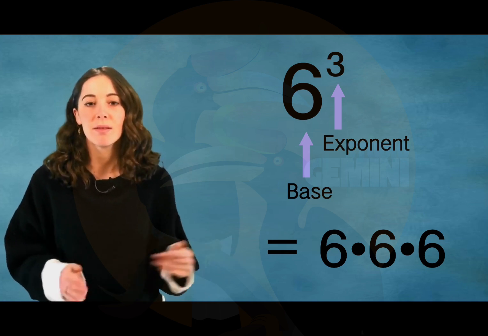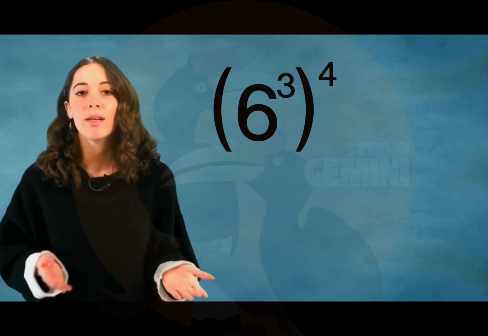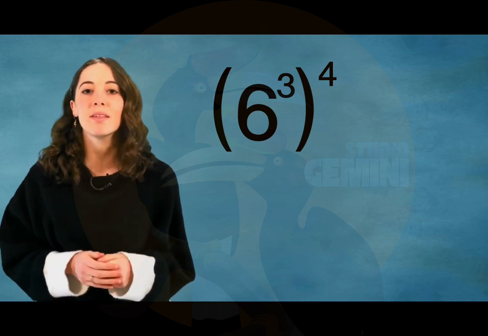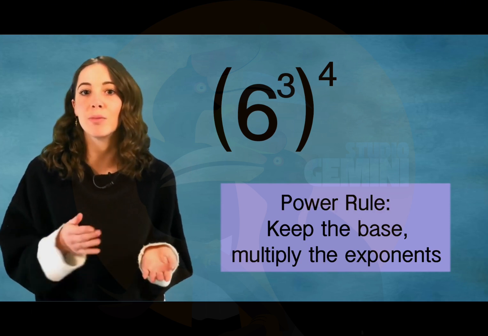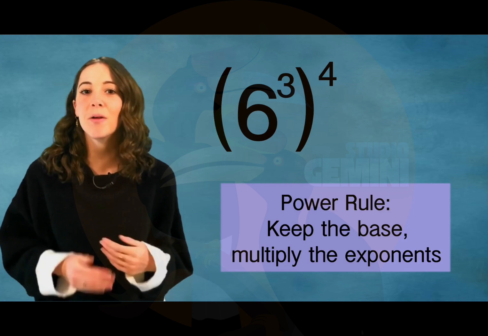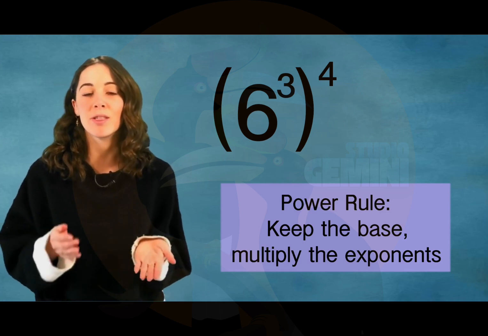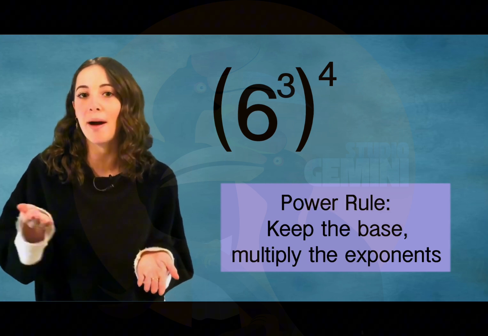times 6. Sometimes you will be given a number raised to a power inside parentheses that is then raised to another power. For example, 6 to the third in parentheses raised to the fourth power. When this occurs, you apply the power rule. The power rule states that you keep your base and multiply your exponents. It is called the power rule because a number raised to an exponent is also called a power.